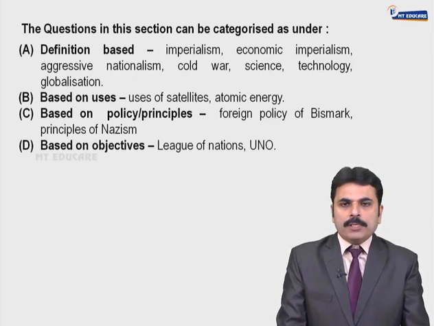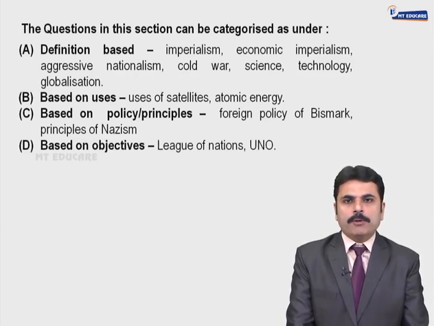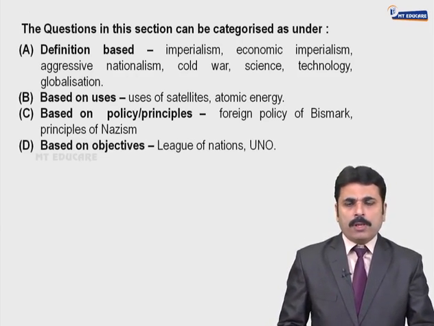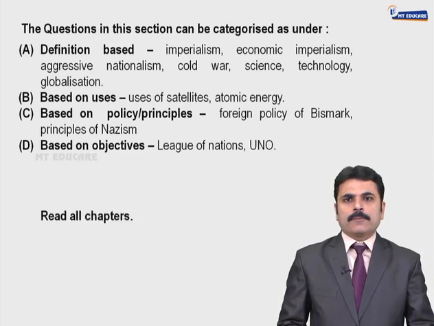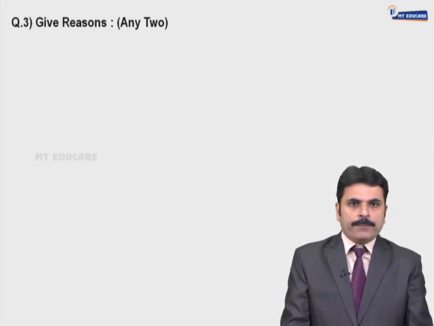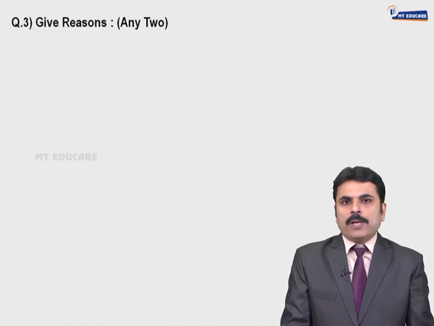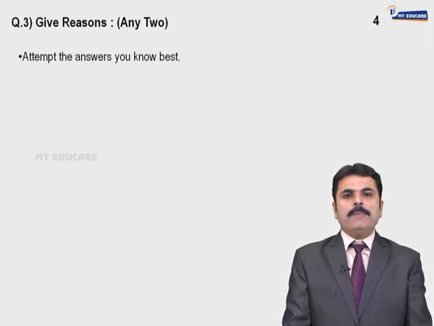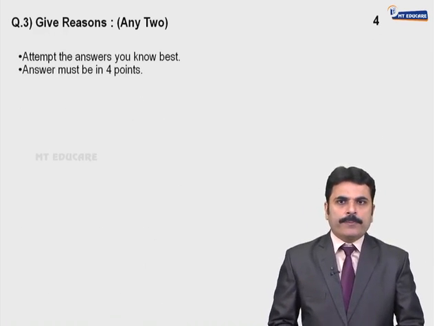The next category is based on objectives. You can be asked the objectives of the League of Nations or the United Nations Organization. Read all the chapters. The next question is give reasons. Here again, you're supposed to write any 2 answers out of 3. It carries 4 marks. Attempt the answers you know best.